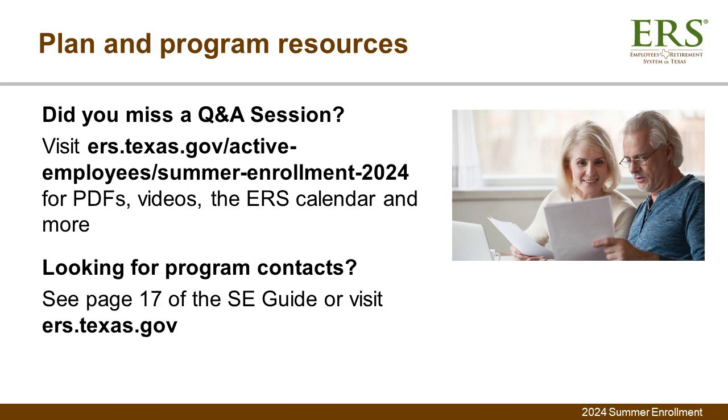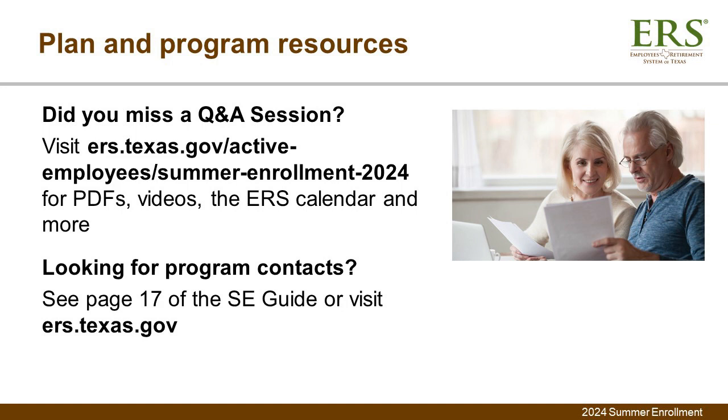If you have questions, there are several places you can look to find answers about your benefit options. Have you missed a Q&A session or ERS webinar? Maybe you forgot to attend or you just didn't have time in your schedule. You can visit our summer enrollment webpage at ers.texas.gov/active-employees/summer-enrollment-2024 and find links to view all of the planned presentations, including today's. We will have links to all of the Q&A presentations in video form and PDF form. You can watch this very presentation on the ERS YouTube channel.